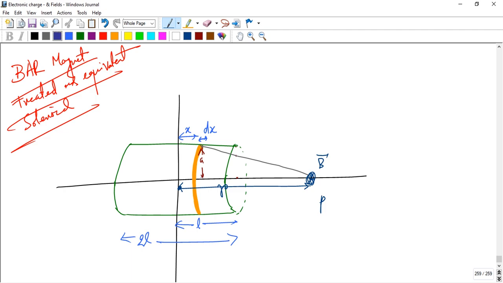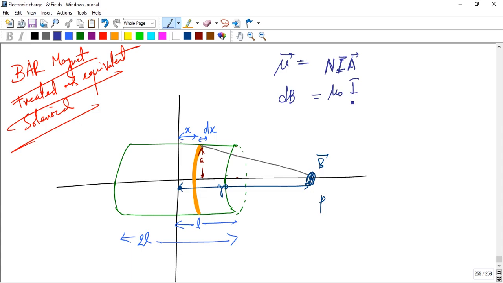Okay, so the magnetic moment mu is equal to NIA. N is the number of turns, I is the current passing through the conductor, A is the cross-sectional area. And now the Biot-Savart law: dB at point P is equal to mu 0 I.